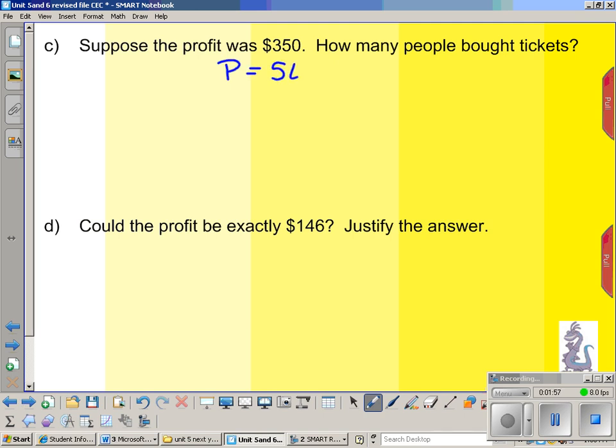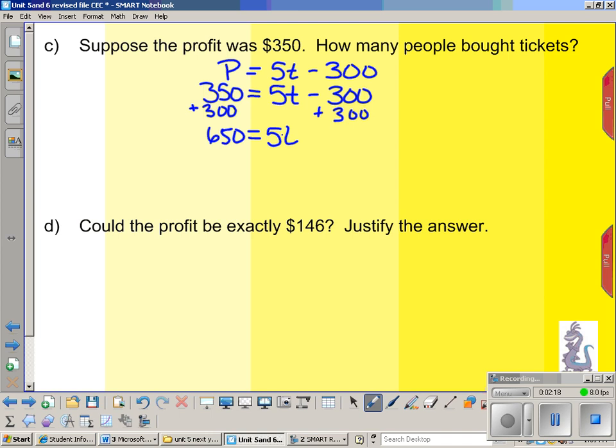So we have our equation. But this time our profit is $350. We want to see how many tickets would have been sold. So we're solving for T. We are going to add 300 to both sides. 650 equals 5T. Then we will divide both sides by 5. And we have 130 equals T. So they sold 130 tickets.